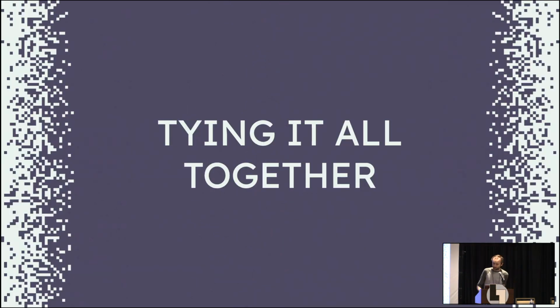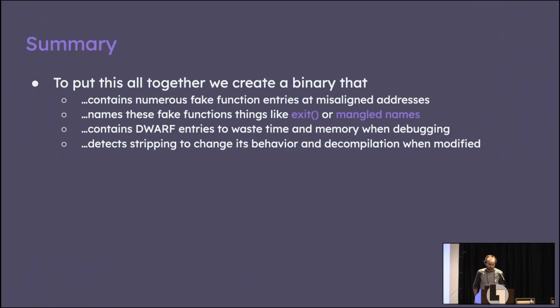Let's tie all these tricks together. To put all this together, we're going to create an ELF that has a whole bunch of fake function entries. We're going to put them at misaligned addresses as much as possible. We're going to name these fake functions things like exit or throw exception, or use those mangled names that use a whole bunch of extra arguments. We're going to add our debug data, our DWARF entries that waste time and memory when the debugger is attached.